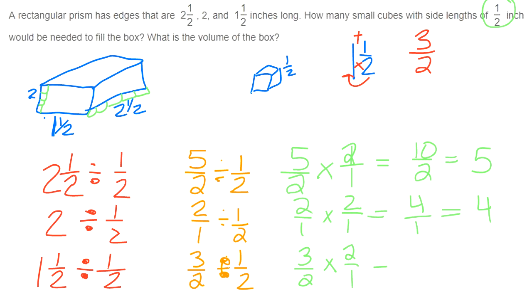So, when we multiply fractions, we multiply the tops. 3 times 2 is 6. And then we multiply the bottoms. 2 times 1 is 2. And then we want to simplify. And a fraction is just a fancy division problem. So 6 divided by 2 is 3.